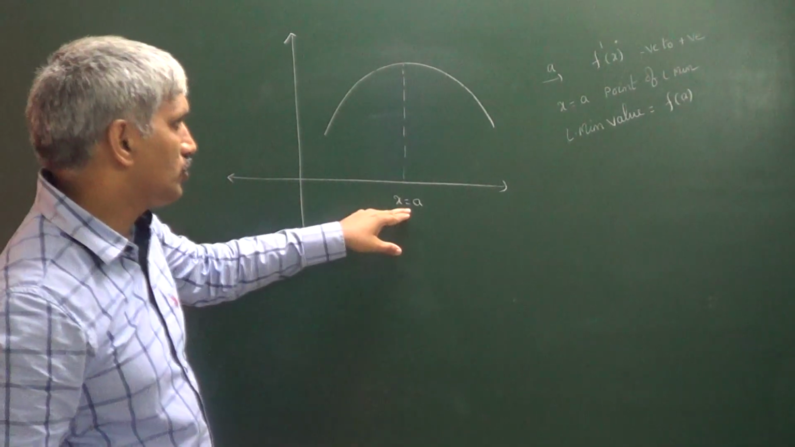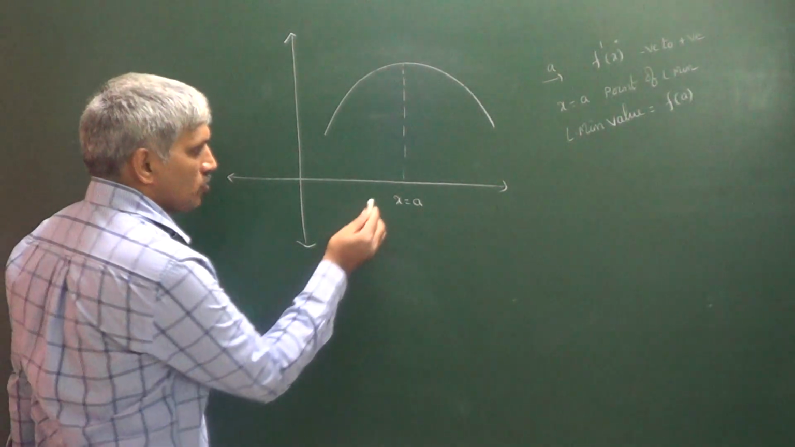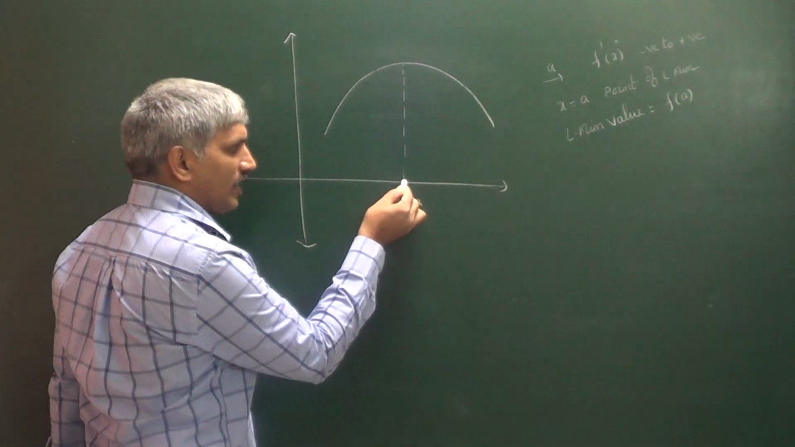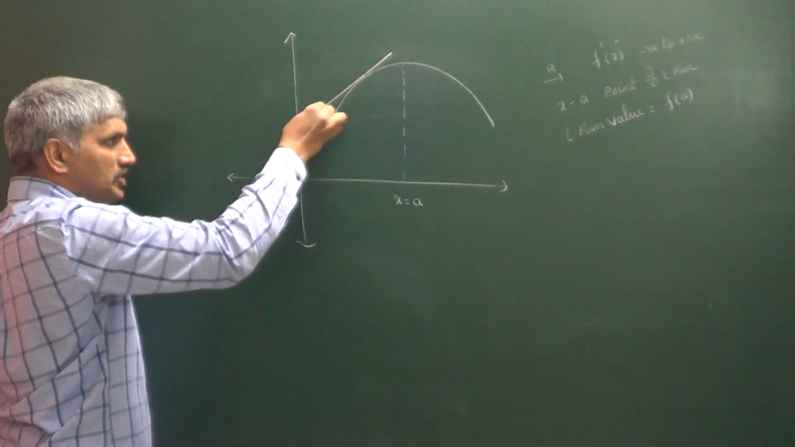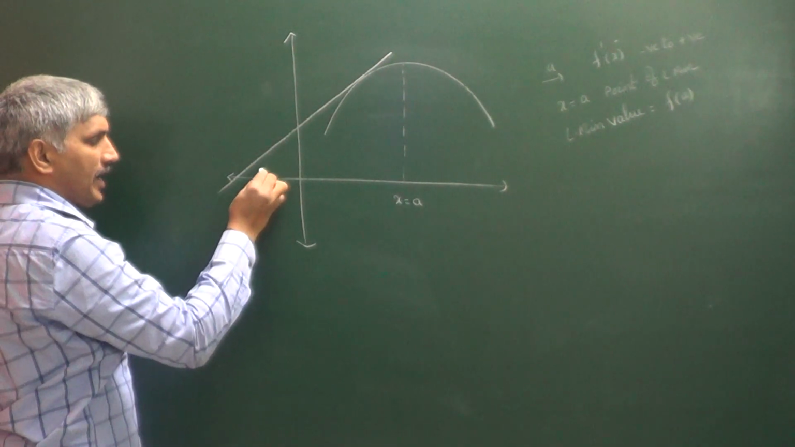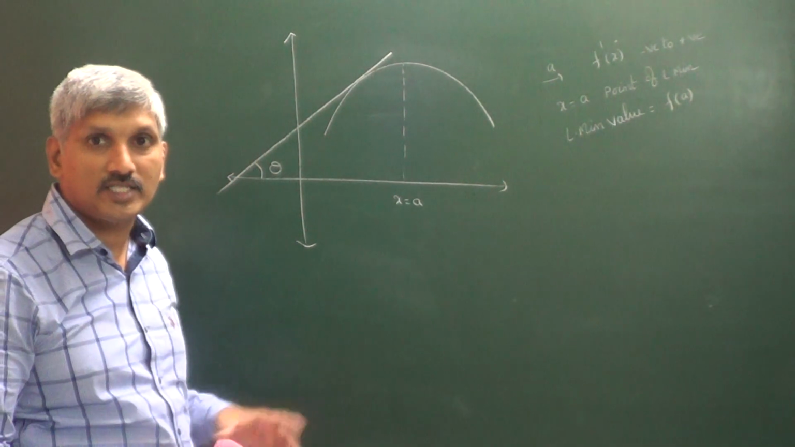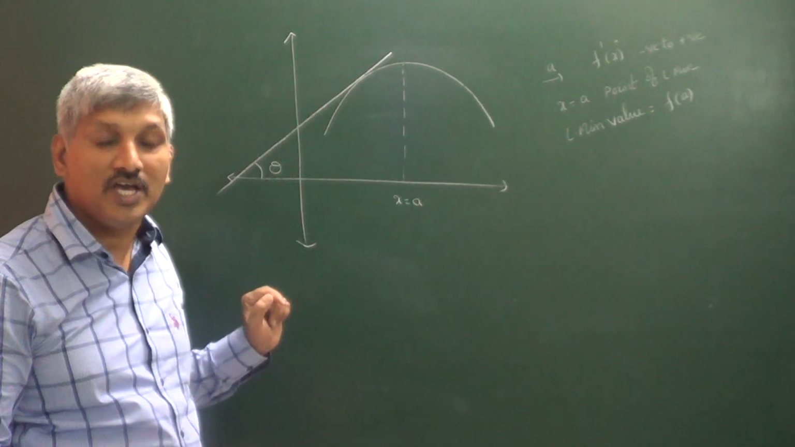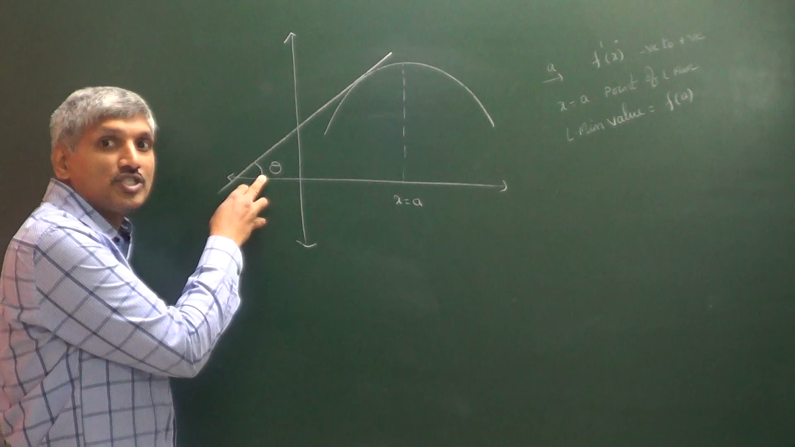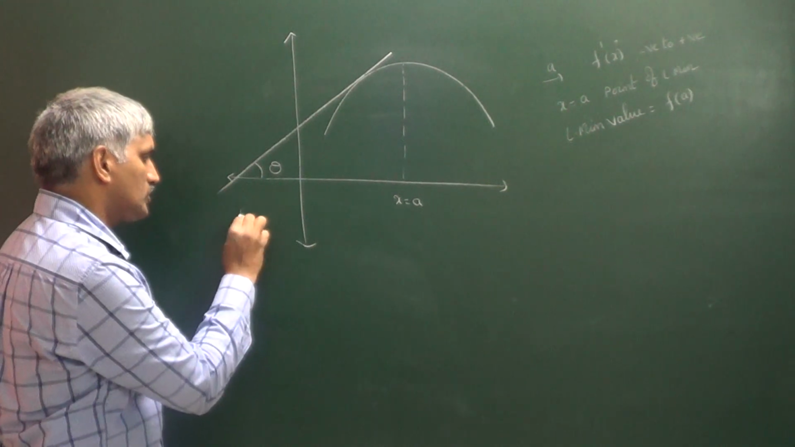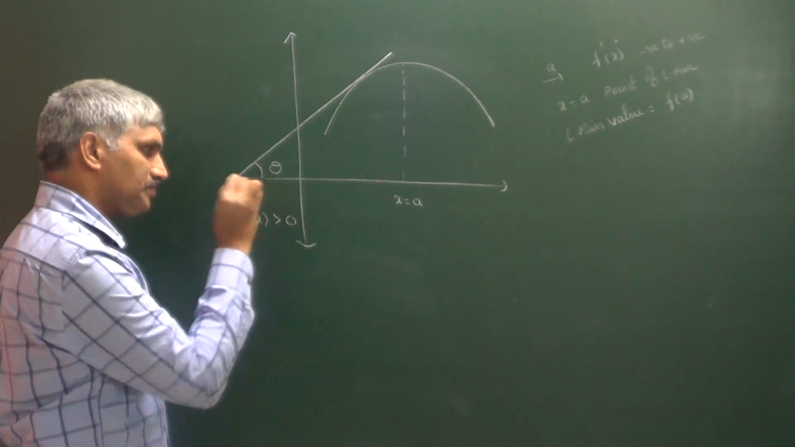At x equals a, the function no doubt has a maximum value. Now check the left side of a. To the left side of a, anywhere you draw a tangent, that tangent makes an acute angle theta with the positive direction of the x-axis. That means theta, the inclination, is acute. That's why we get tan theta positive. Tan theta positive means f dash of x is greater than 0.